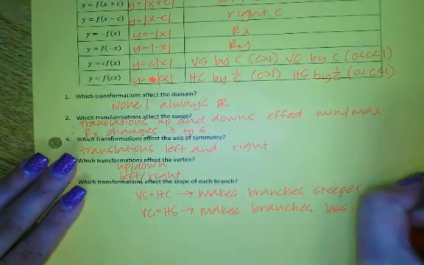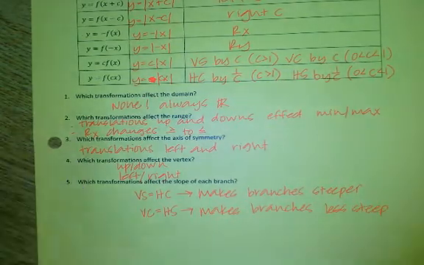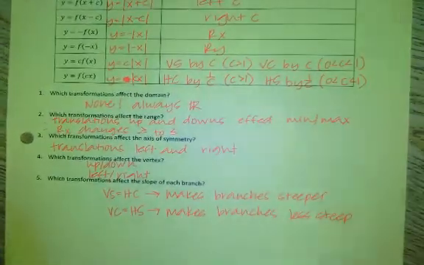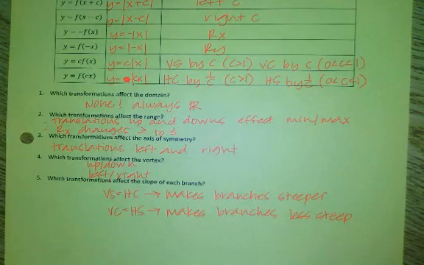Okay, so that's your summary chart. Make sure you keep that in a handy place. Are there any questions on these transformations? They're the exact same thing as the last summary chart we filled out, except now they pertain to absolute value functions as well.